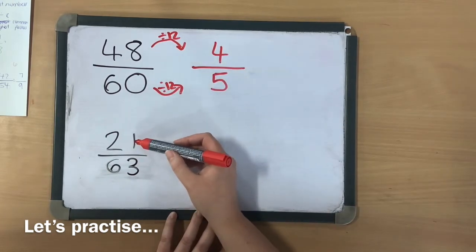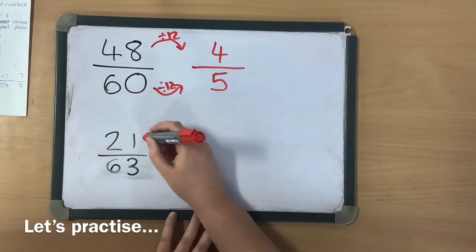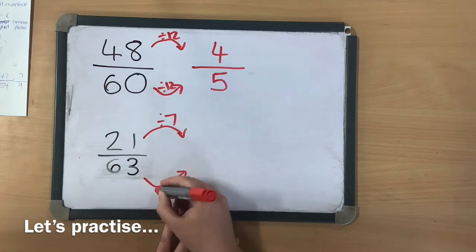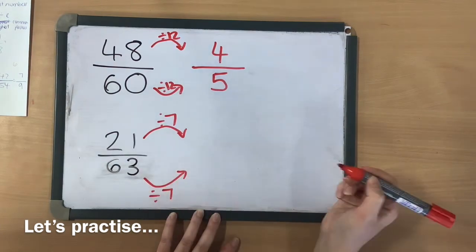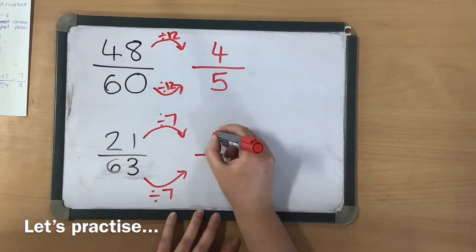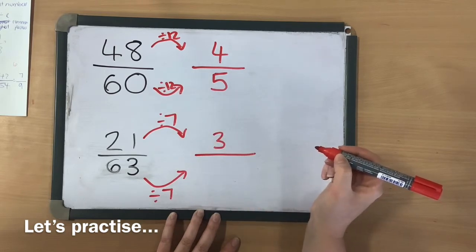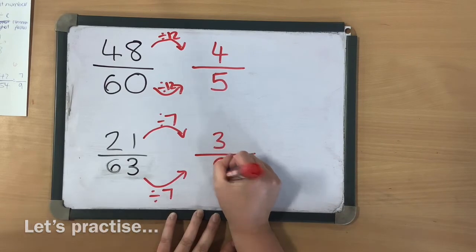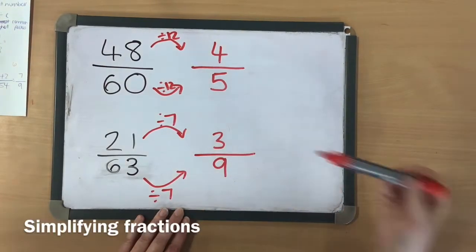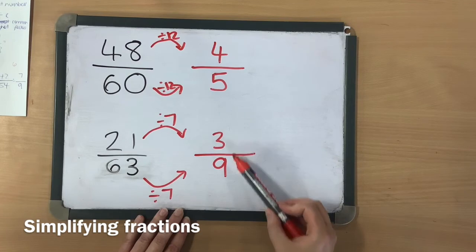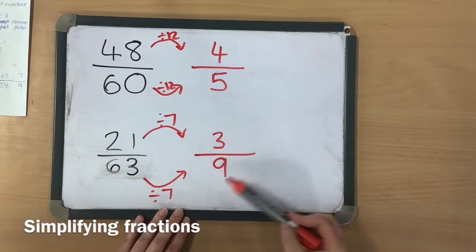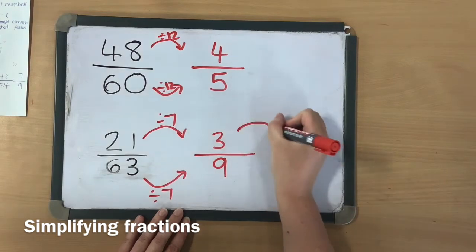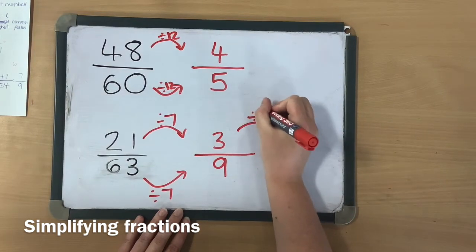The highest common factor for 21 and 63 is 7. So I'm going to divide my numerator and my denominator by 7. 21 divided by 7 is 3, and 63 divided by 7 is 9. Then I'm left with 3/9. Once again, I noticed that actually I can divide both of these by 3, so I'm just going to do one more step.